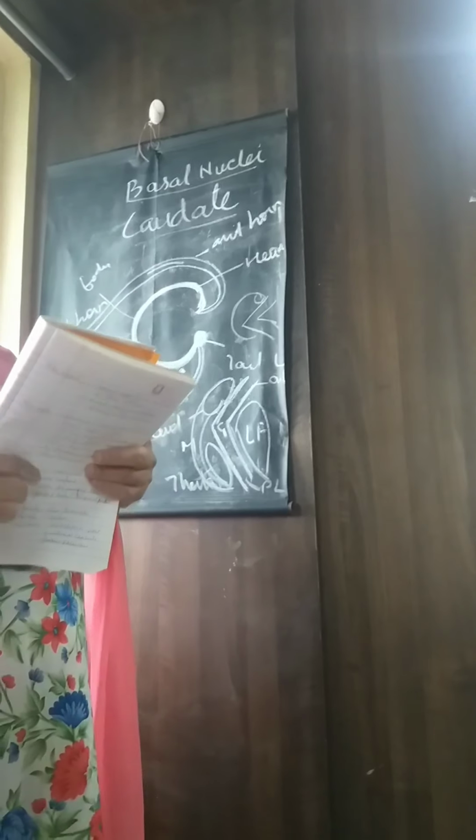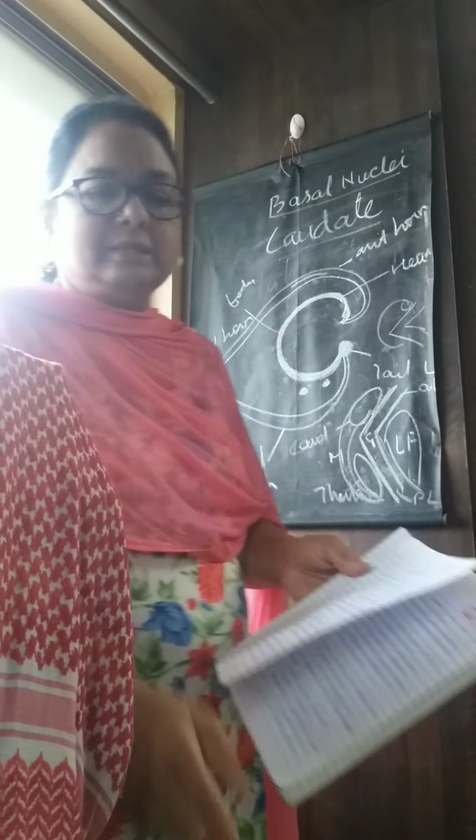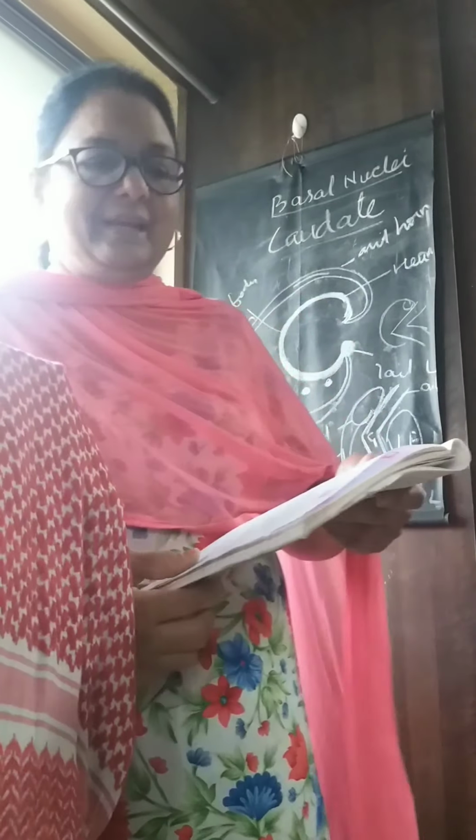So to repeat again, got it? The basal nuclei are the subcortical gray masses. They are the subcortical masses of gray matter. Got it? And they are very important because they form parts of the extrapyramidal system. The basal nuclei consist of the corpus striatum, the amygdaloid body, and the claustrum.